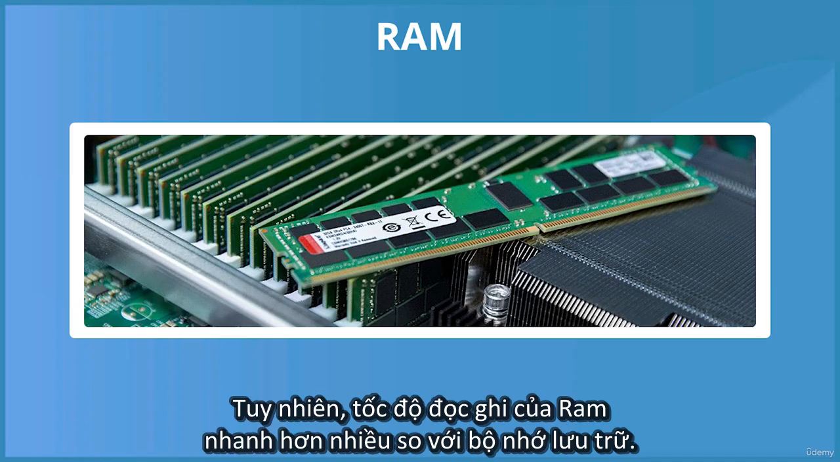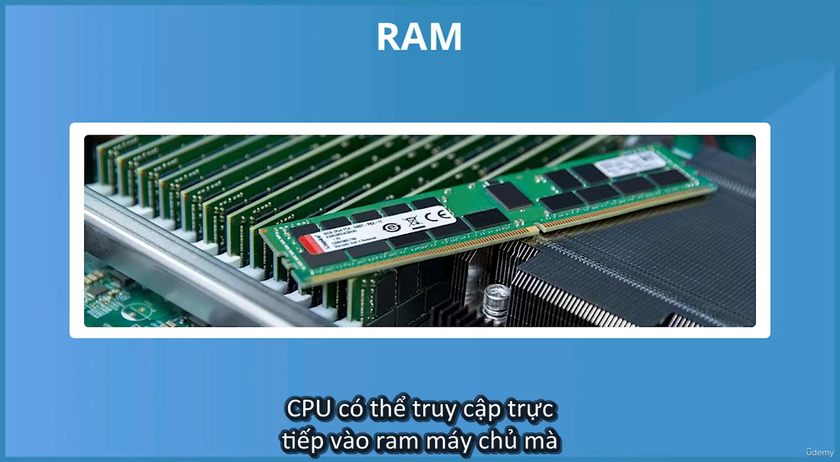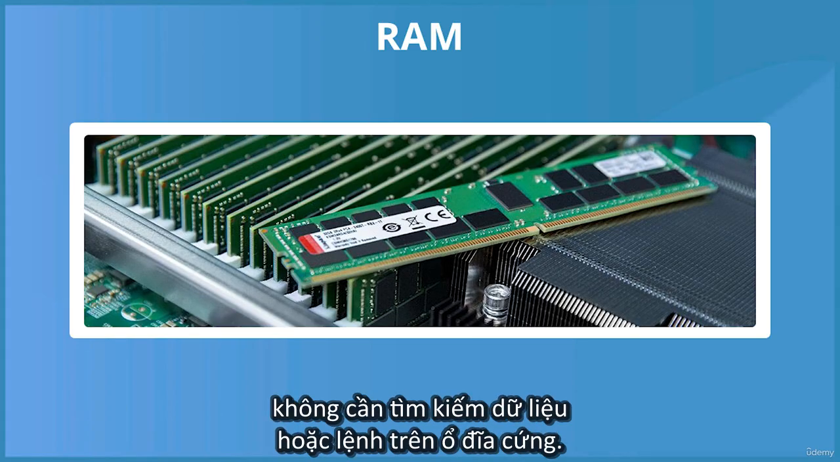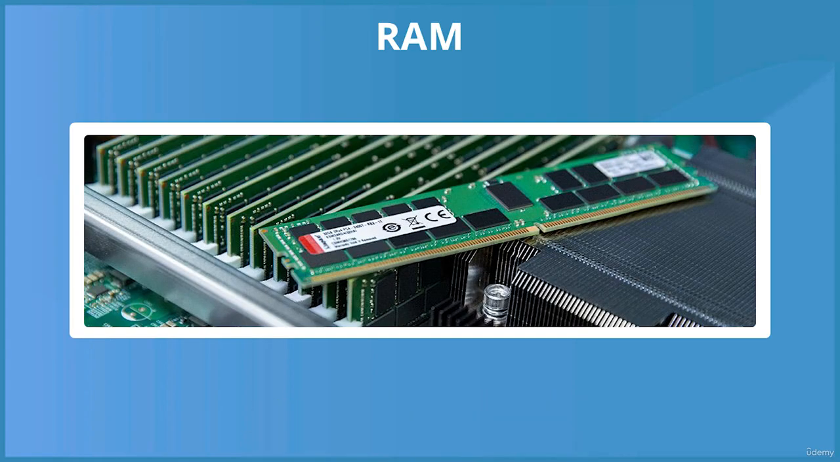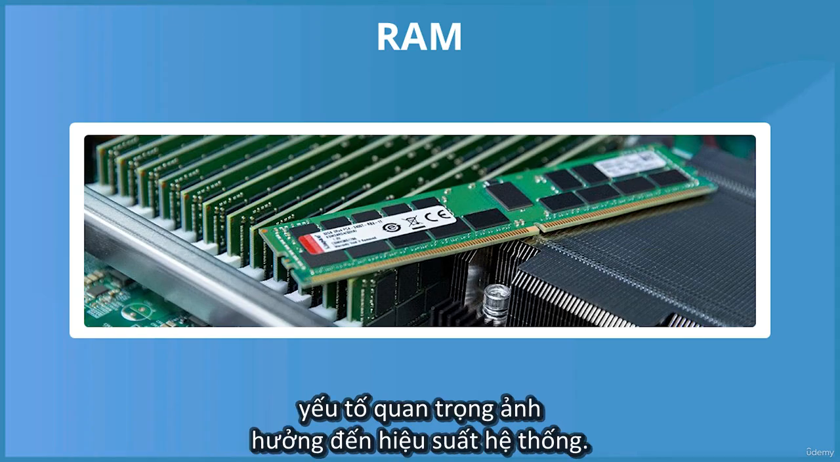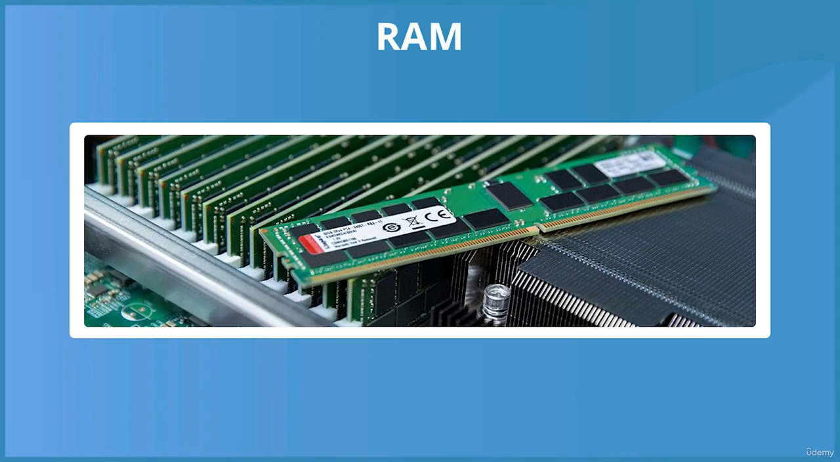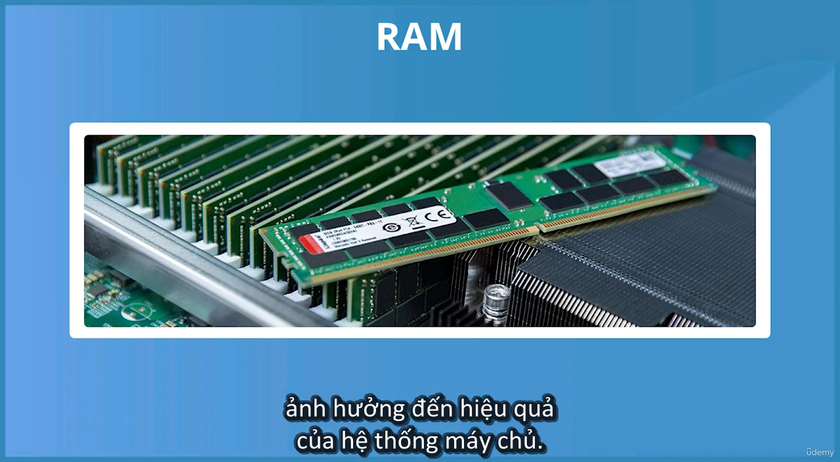However, the read-write speed of RAM is way faster than storage memory. The CPU can go directly to server RAM without searching the hard drive for data or instructions. Now, besides all that, server memory also generates less heat and is less prone to wearing out over time. Normally, the capacity of RAM is regarded as a vital factor affecting system performance. Running out of server memory may lead to bottlenecks that affect the efficiency of the server system.